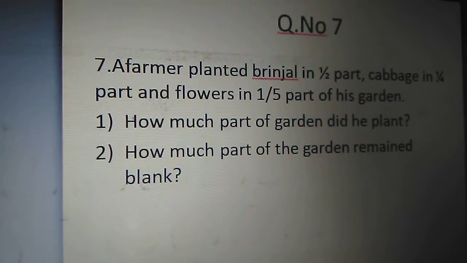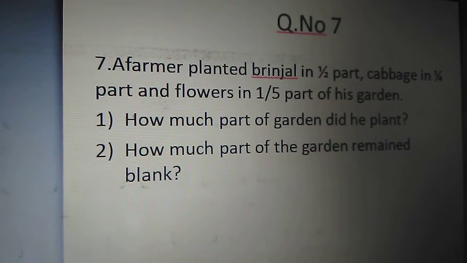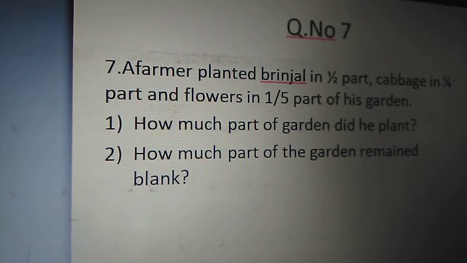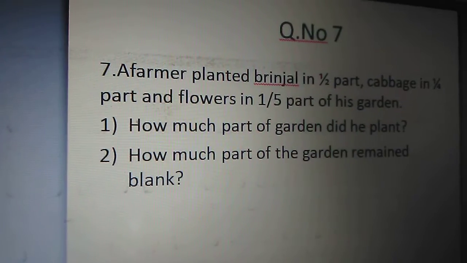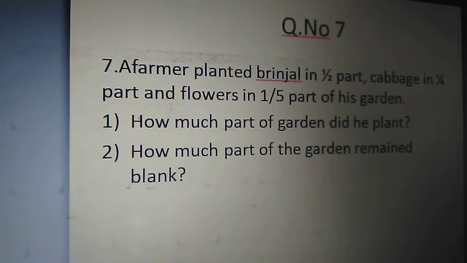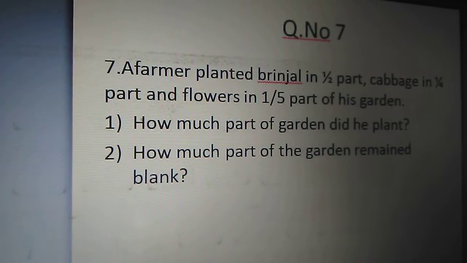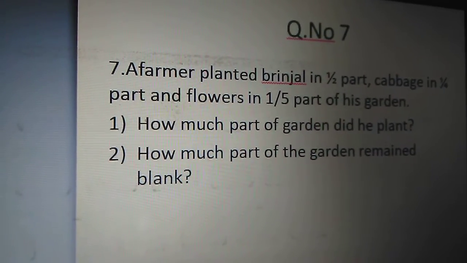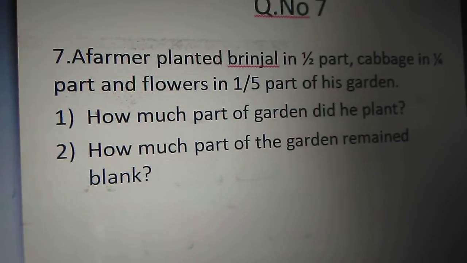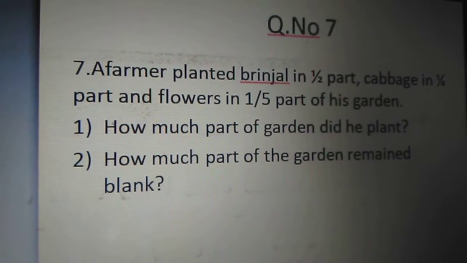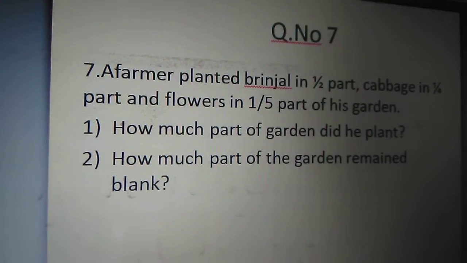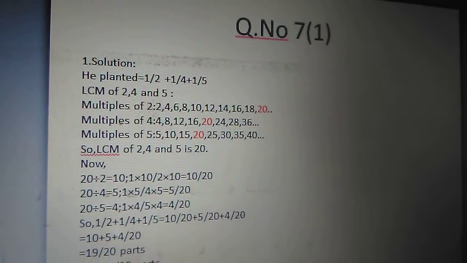I have shown you in exercise 6 how to add different parts of fractions. Okay, you will do that one. Then you will get the total part that has been planted. How much part of the garden remains blank? You know the whole garden is 1. So from 1 we have to subtract the total planted part, then we will get our result. Now let's go for the solution.